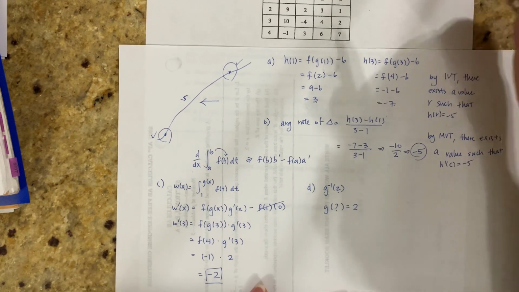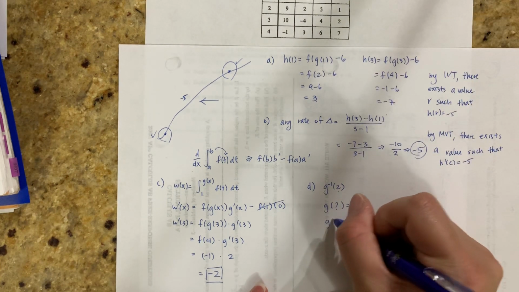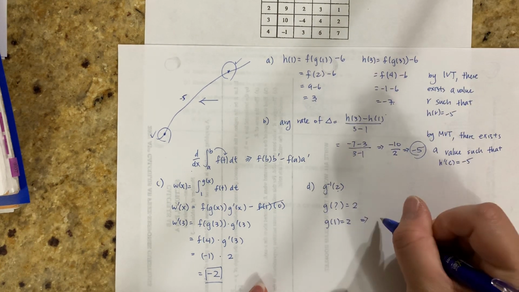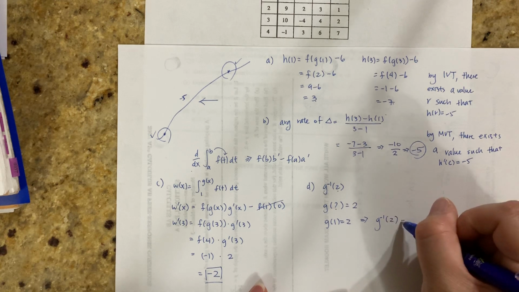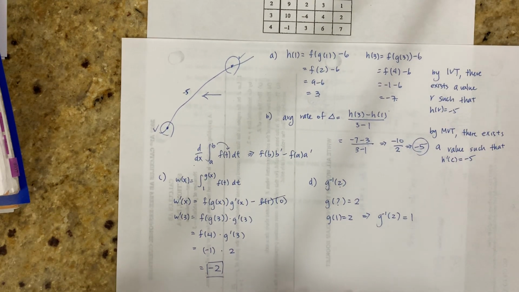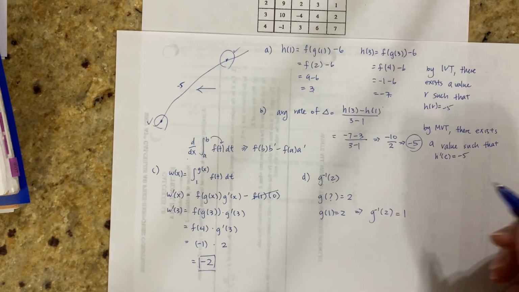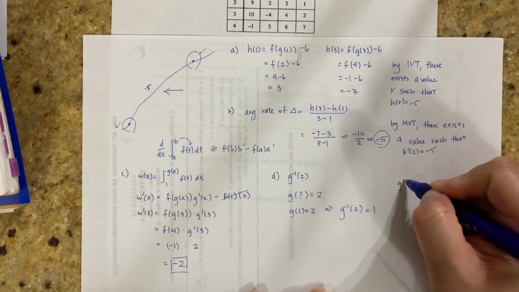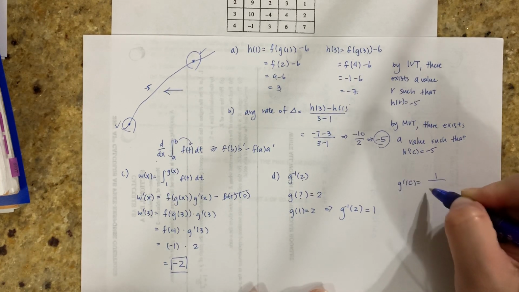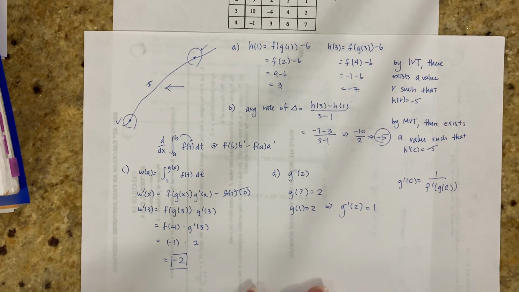So let's take a look at g. When do I get 2? Oh, g of 1 equals 2. So g of 1 equals 2. Therefore, g inverse of 2 equals 1, right? And then that formula says g inverse prime of c. So we're going to quote the inverse formula. G inverse prime of c equals 1 over g prime of g inverse of c. All right, another formula that I said was really, really handy.